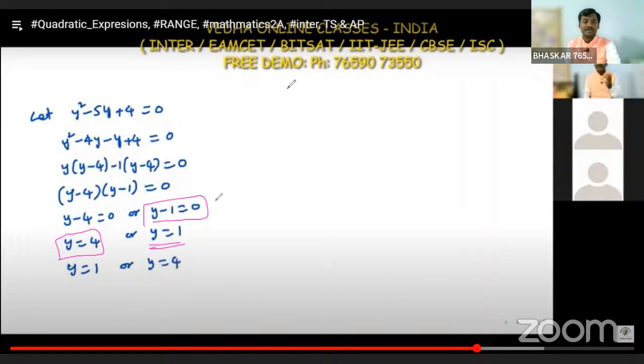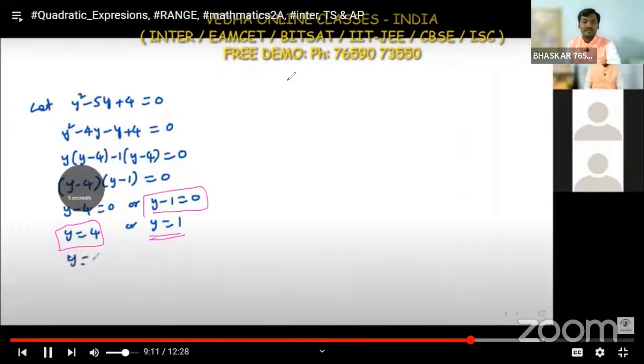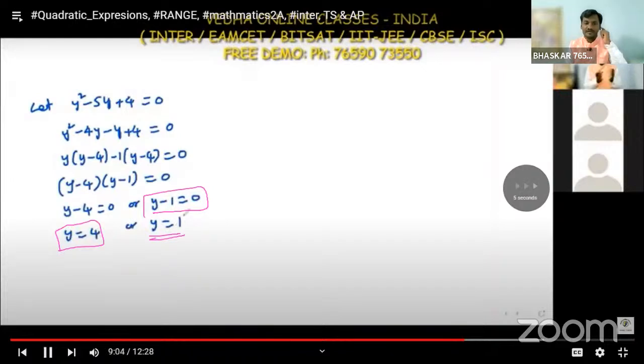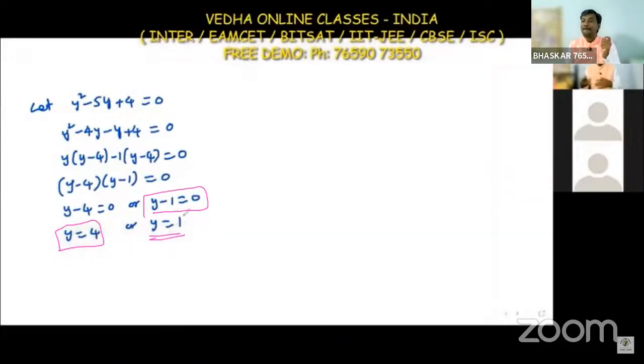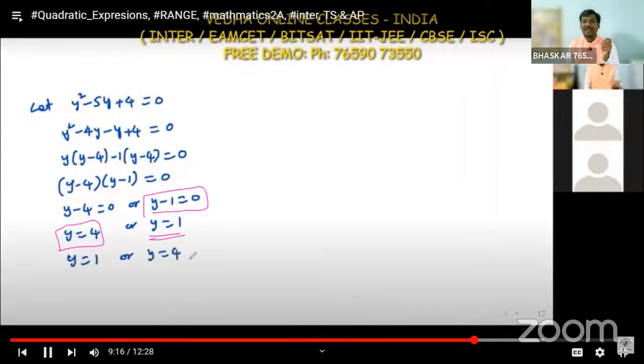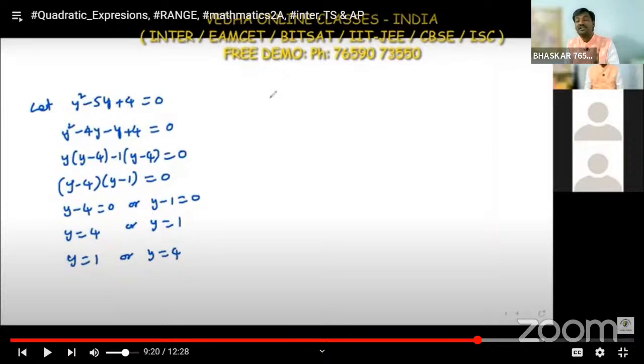Here I am writing y equals 1 or y equals 4. It is always better to write the smaller value on the left side and the bigger value on the right side, so that we can apply the condition easily. Whenever we have the inequation, it is easy for you to write the values.